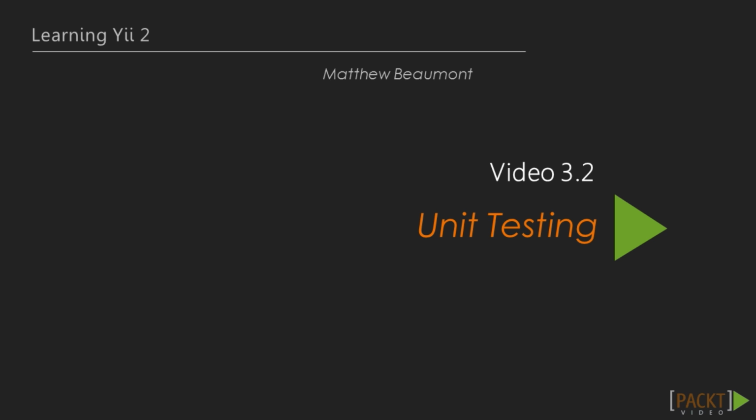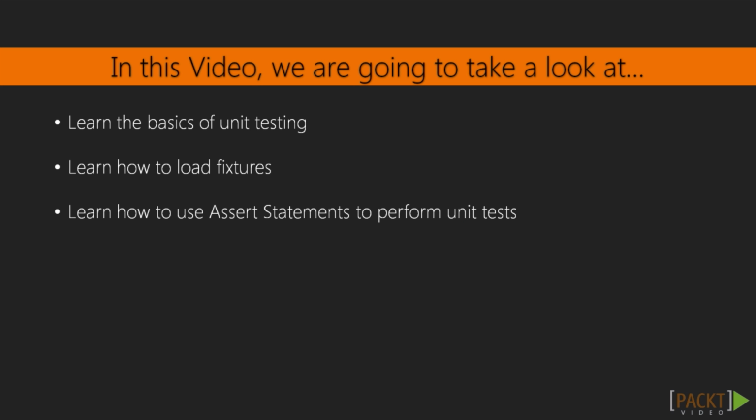Welcome to video 3.2, unit testing. In our last video, we learned what Codeception is, how to configure it, and what it can do to help write automated tests for our application. In this video, we are going to focus on the first type of automated test, unit testing. We will learn what unit tests are designed for and when to write them. Then, we'll learn how to load the fixture that we created in the previous video to provide some sample data for our test. Finally, we'll learn to write and run our first unit test.